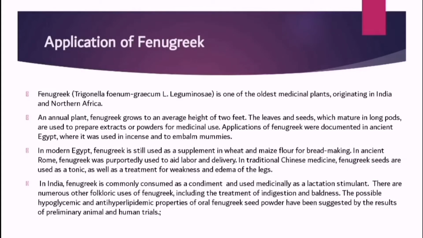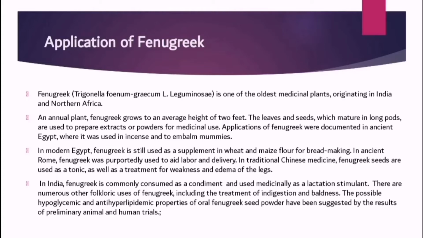Applications of fenugreek. Trigonella foenum-graecum is one of the oldest medicinal plants, originating in India and Northern Africa. An annual plant, fenugreek grows to an average height of 2 feet. The leaves and the seeds, which mature in long pods, are used to prepare extracts or powders for medical use. Applications of fenugreek were documented in ancient Egypt, where it was used in incense and to embalm mummies. In modern Egypt, fenugreek is still used as a supplement in wheat and maize flour for bread making.